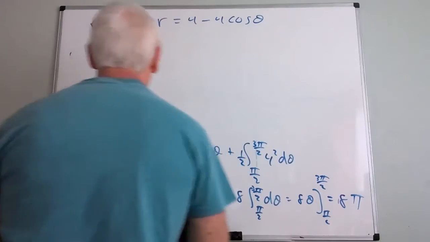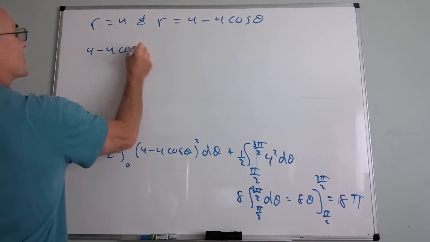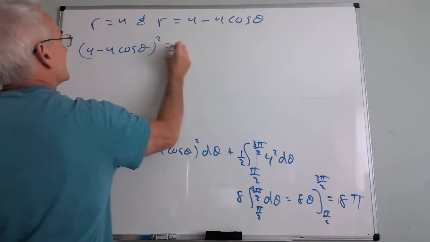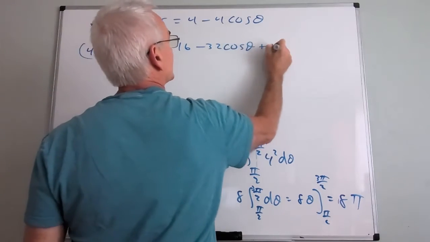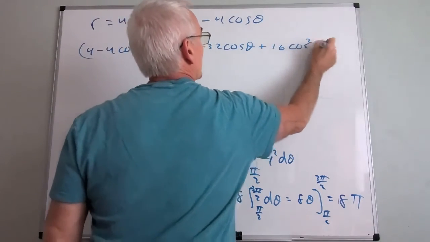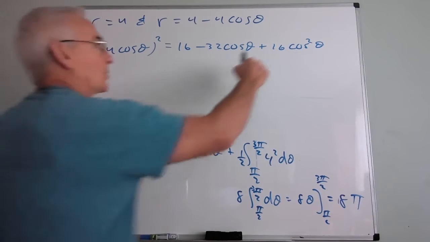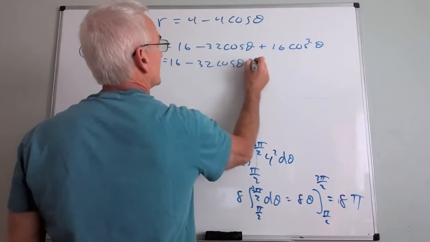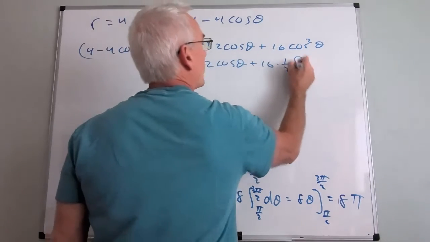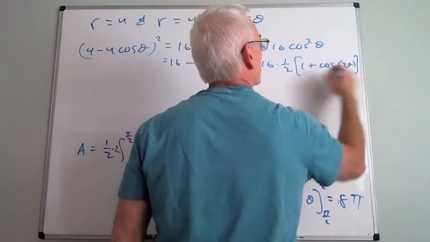So when we square 4 minus 4 times the cosine of theta, I'm going to get 16 minus 32 cos theta plus 16 cos squared theta. And now I need to use my double angle formula on the 16 cos squared. So that'll be 1/2 of 1 plus the cosine of 2 theta.